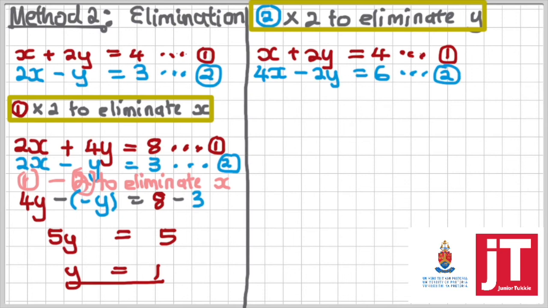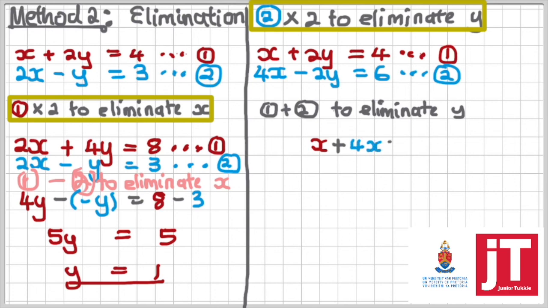I'm going to add this time around because the coefficients of y are different. One is positive, the other is negative. To eliminate, I have to add. So I'm going to add equation 1 to equation 2 to eliminate y. Thereafter, you're going to get x plus 4x is equal to 4 plus 6. Simplifying that, you get 5x is equal to 10. Dividing both sides by 5, you get x equivalent to 2. So that's my x value.